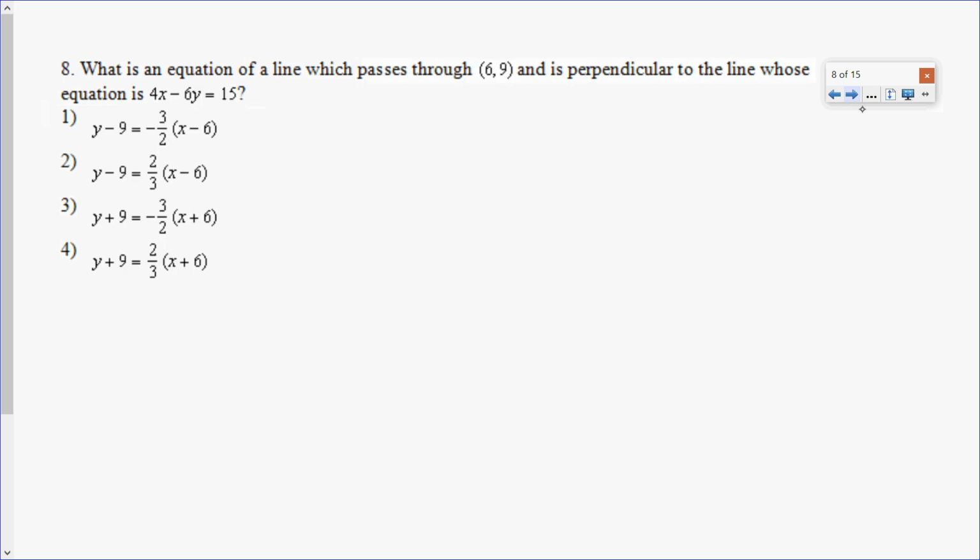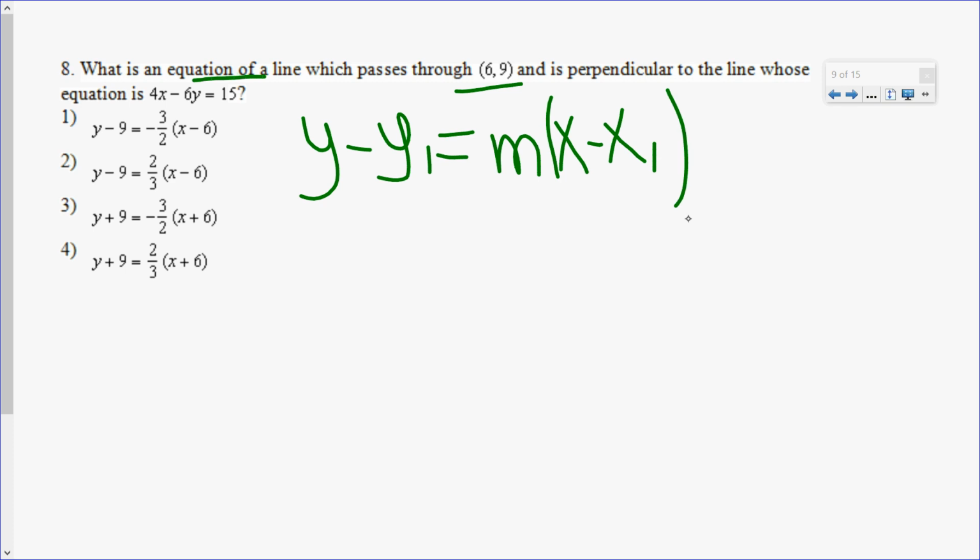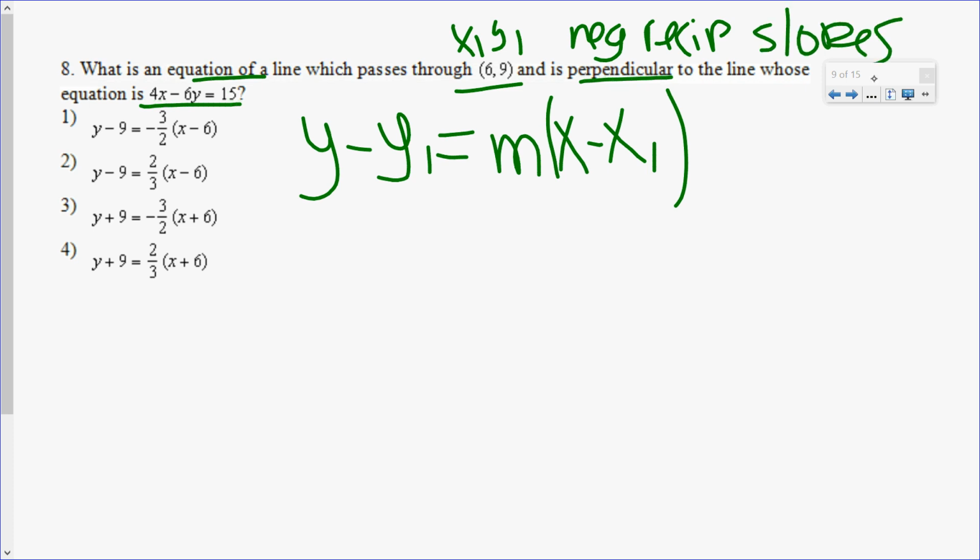What is an equation of a line that passes through 6, 9? It wants the equation of a line passing through a point. y minus y1 equals m times x minus x1. So that's x1, y1. It's perpendicular. Perpendicular lines have negative reciprocal slopes.